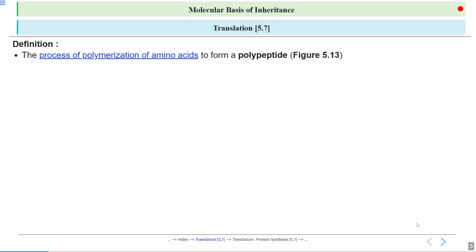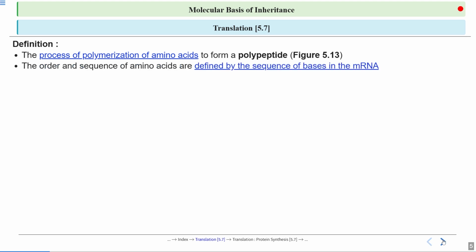The definition of translation is the process of polymerization of amino acids to form a polypeptide. So the process by which this mRNA turns into protein, with the help of this polymerization of amino acids to form a polypeptide, is what we call translation.